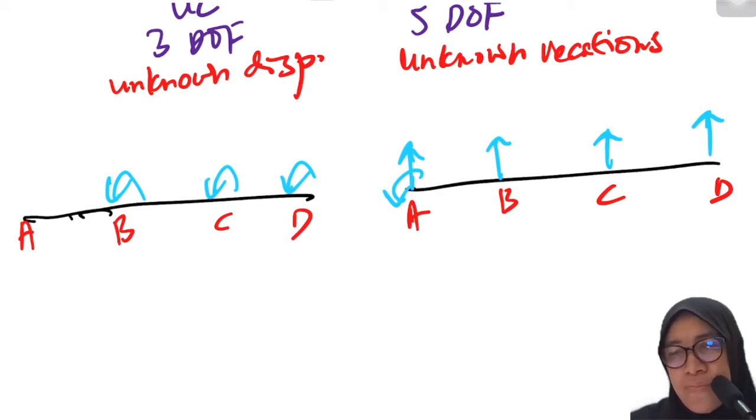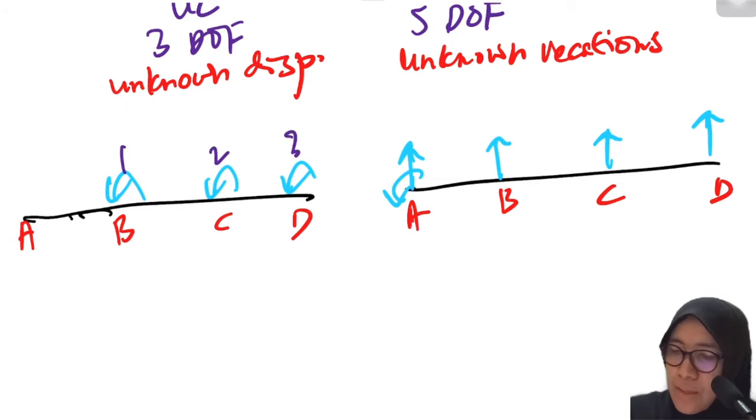Four vertical, in Y direction, the vertical direction, and another 4 in Z direction. So we need to label. We must start labeling at unconstrained. So we put 1, 2, 3, 4, 5, 6, 7, 8.